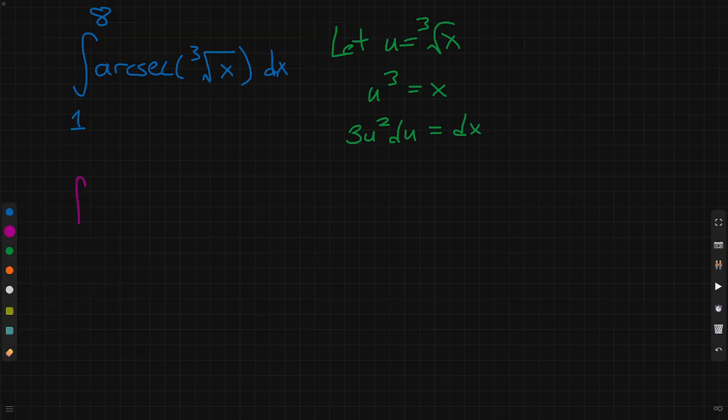So we have the integral, and we have to change our endpoints. 1 becomes cube root of 1, which is 1 again, and 8 becomes cube root of 8, which is 2. We have arcsecant of cube root of x, which is u. dx is 3u squared du. I'm going to move the 3 outside of the integral and then the u squared to the front of the arcsecant.